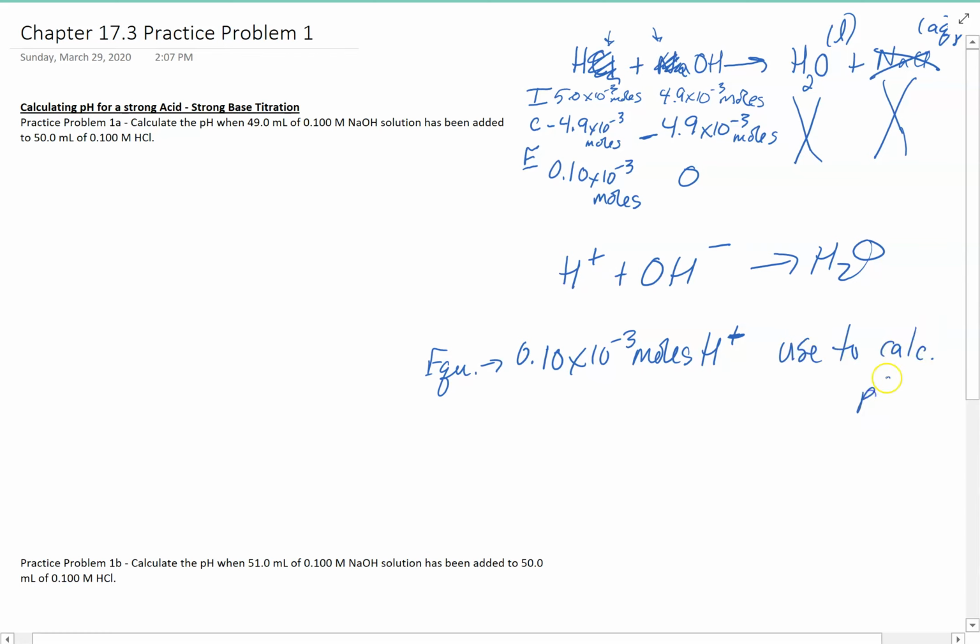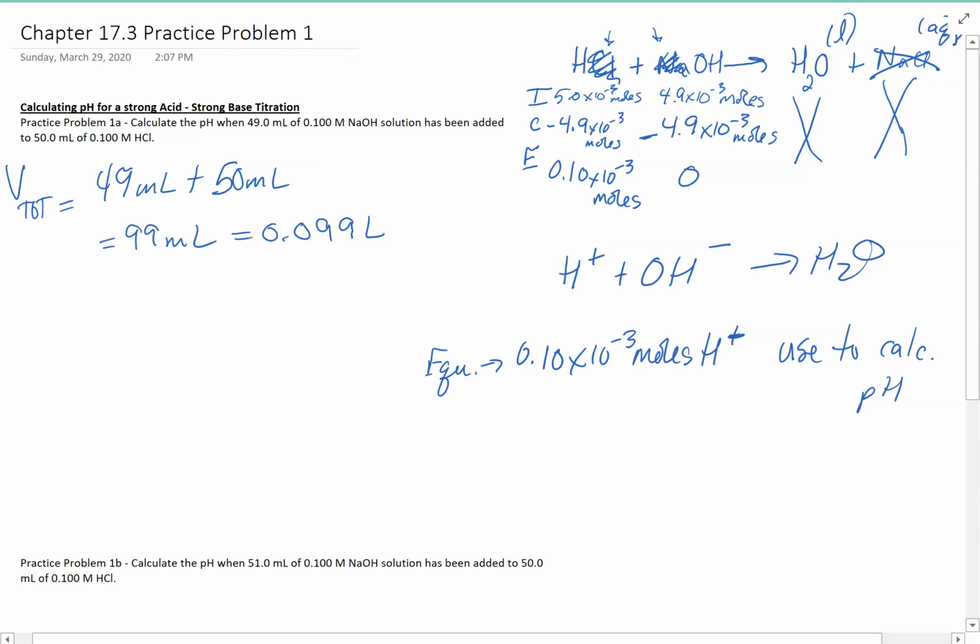Now, what's the problem? This is only in moles. We need a total volume here. And remember that over the course of this titration, our total volume was the 49 milliliters plus the 50 milliliters that we started with. So our total volume is then going to be 99 milliliters, which is 0.099 liters.